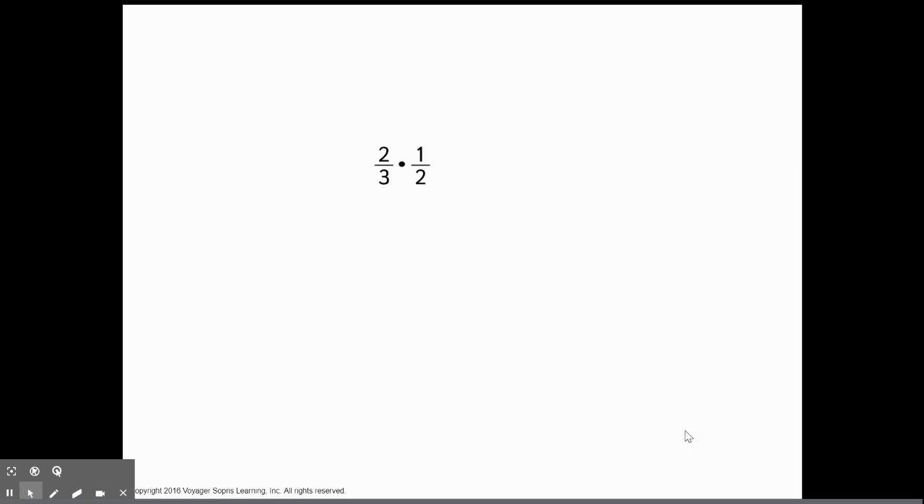Rewrite the problem as 2 times 1 over 3 times 2. First, we'll multiply 2 times 1, and then that equals 2. Then we'll multiply the denominators 3 times 2, which equals 6.